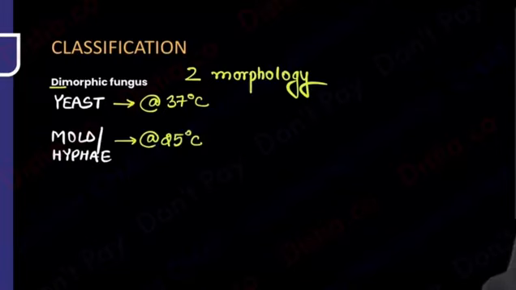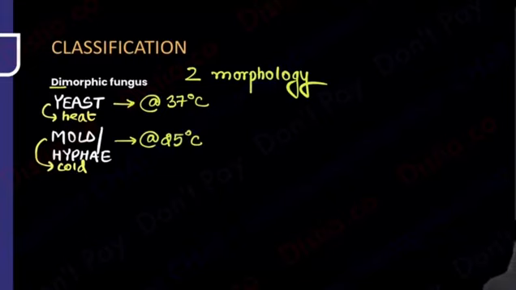So how do I learn this? Which feature is at which temperature? So remember, the way you say yeast and heat are rhyming. Mold and cold is rhyming. That is how you learn it. So yeast is heat, means it's at a higher temperature, 37. Mold and cold is rhyming, lower temperature, that is 25 degrees.